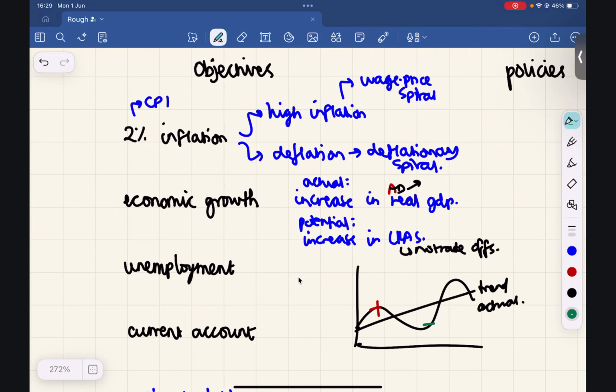Okay. A negative output gap has things like spare capacity and unemployment and wasted factors of production. A positive output gap is associated with things like inflation. Think of it as the macro version. A positive output gap is the macro version of excess demand, and a negative output gap is the macro version of excess supply.